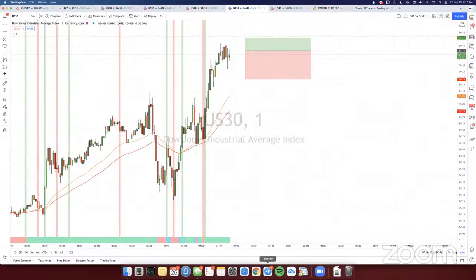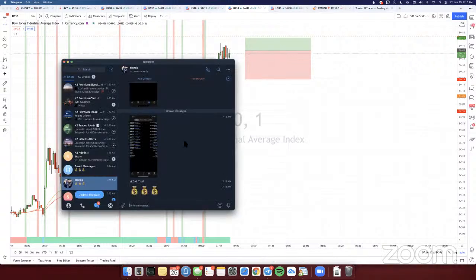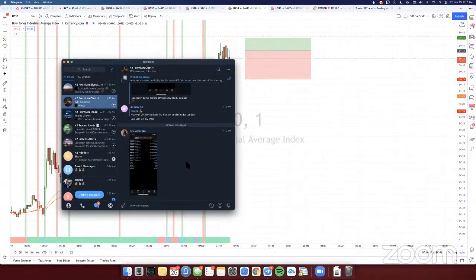I'm not in any positions right now. That's why I'm advising that you guys probably close it if you want to. But if you want to hang on to it, you can still hang on to it.